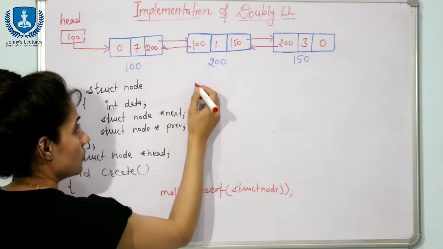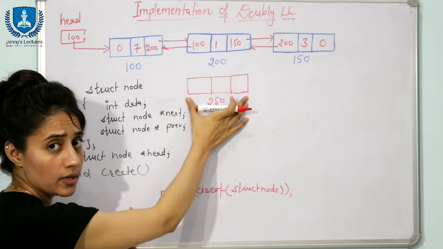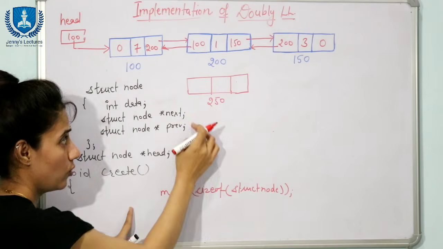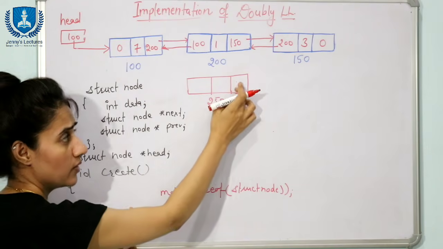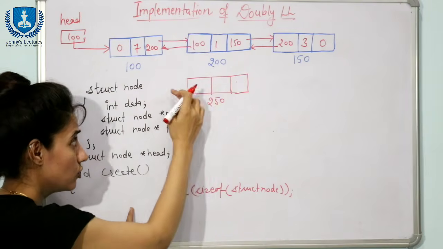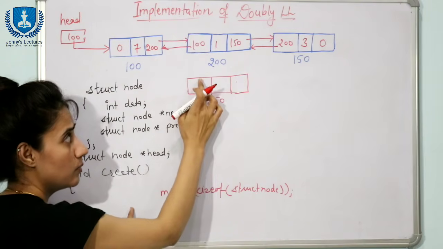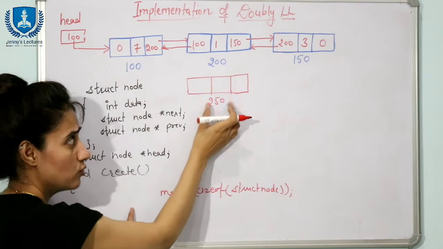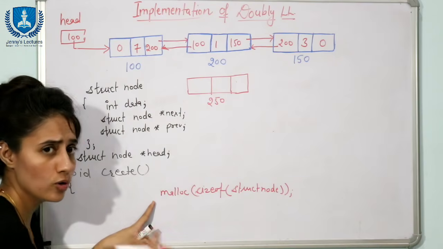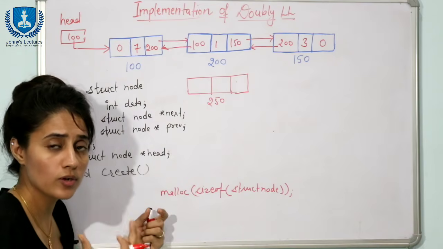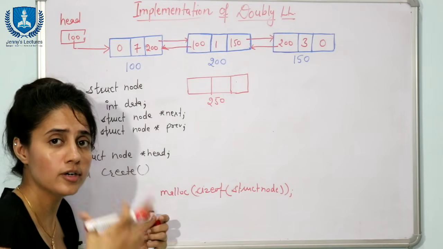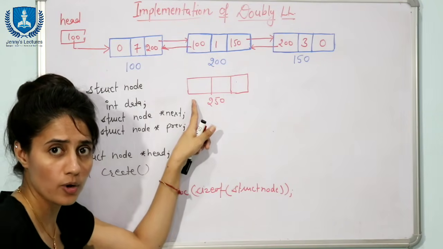Now suppose this block has been allocated in the memory. How many bytes? 12 bytes. There are 3 parts in this node, this and this, and the address of the first byte is 250. So the address of this block is 250, and that is why malloc is going to return this address. So you can say it's going to return a pointer to the first byte, or a void pointer.